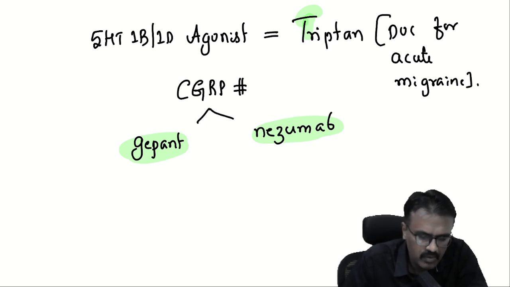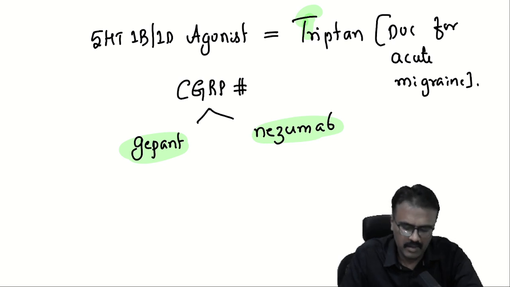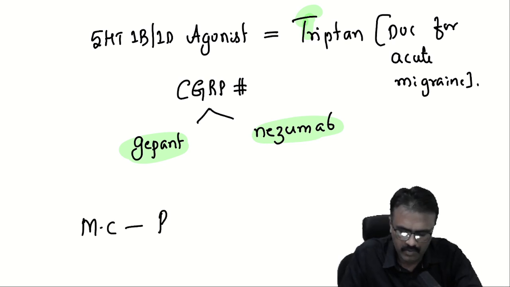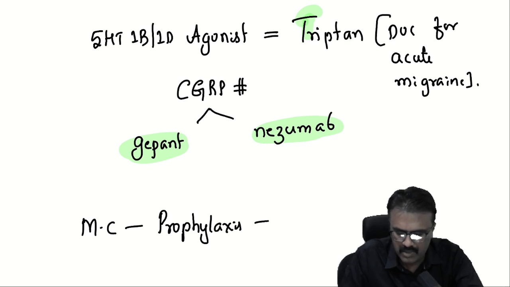Now, can you tell me what is the most commonly used drug for prophylaxis of migraine? The most common drug used for prophylaxis of migraine. The name is called propranolol.